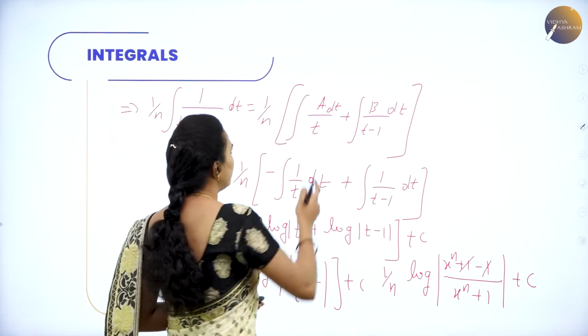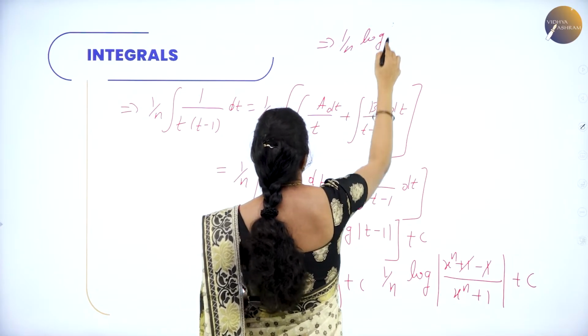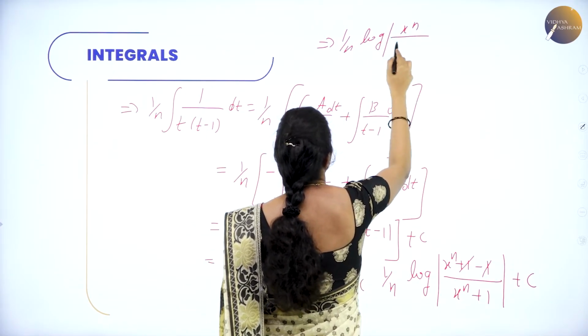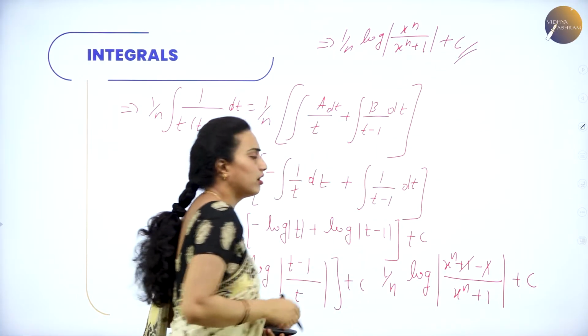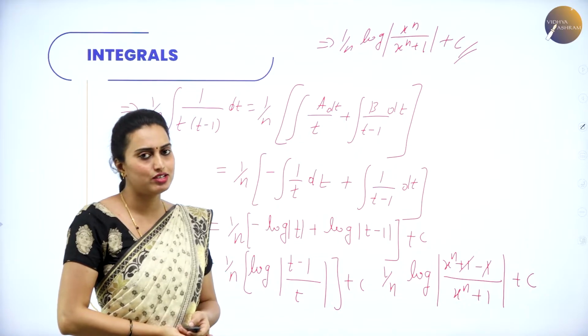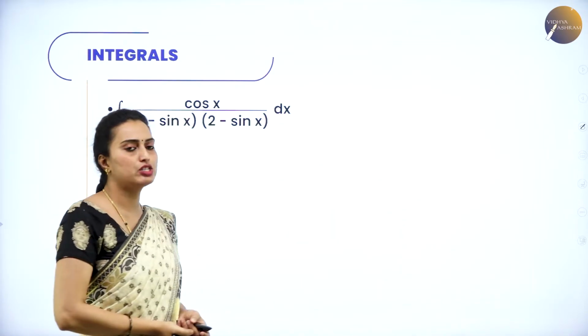The remaining answer will be 1 by n into log of modulus of x to the power of n divided by x to the power of n plus 1, plus c. And this is your final answer. You are going to get it, dear students. I hope you understood this one. Now we'll be moving on to the next problem, dear.